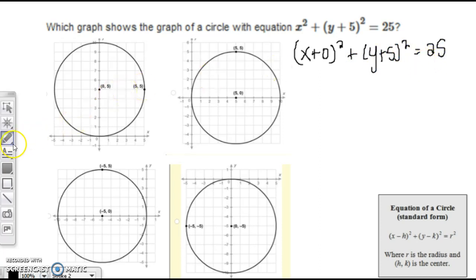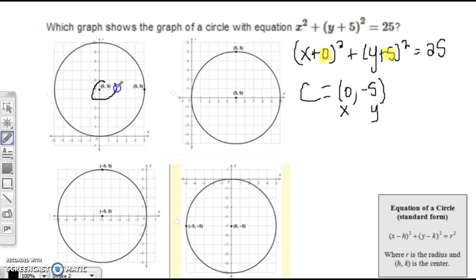So the first thing I like to do is identify the center of the circle. So I'm going to take my two values with x and y, and I'm going to make sure that I change the sign. Well, you can't change the sign of 0, but the 5 would become a -5. So the center of this circle has to be located at 0, -5. 0 on the x-axis, -5 on the y-axis.